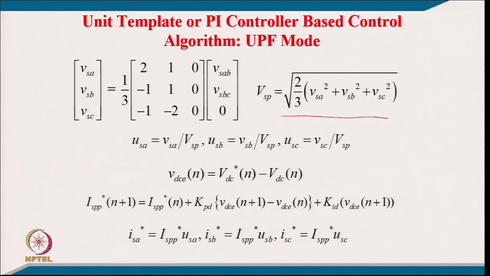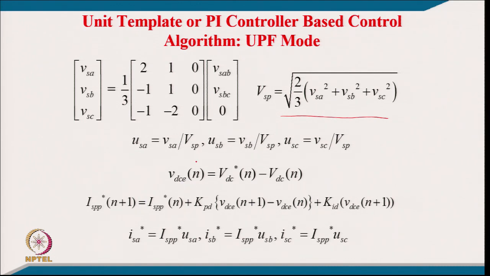The derivation of this relation we already talked about earlier, and from this we get the template which we discussed in the previous figure. That is, the phase A voltage divided by the amplitude, phase B voltage divided by its amplitude, phase C voltage divided by its amplitude. So, all these are the templates, and we calculate the DC link voltage error which we have already shown in the previous block.